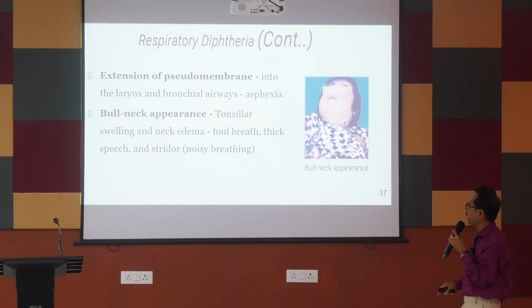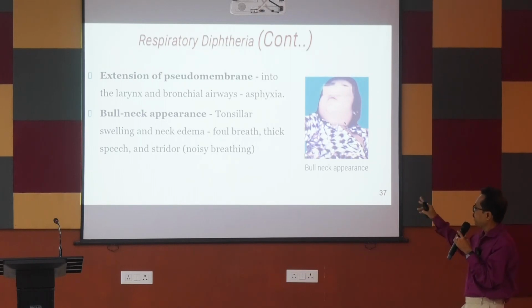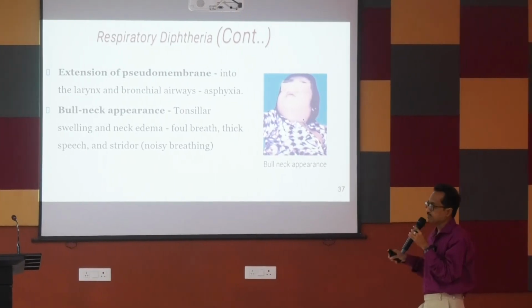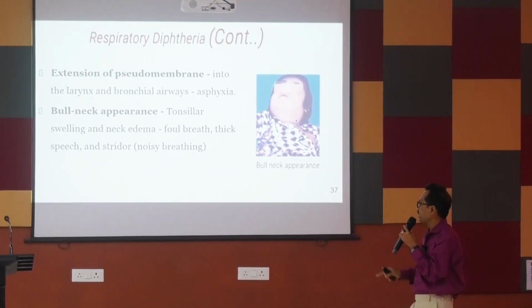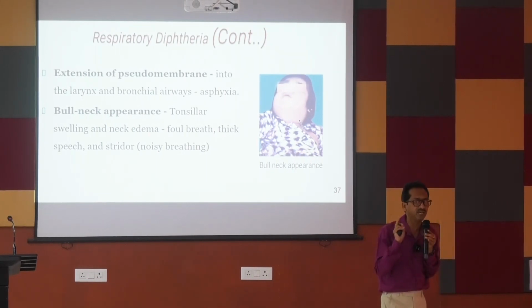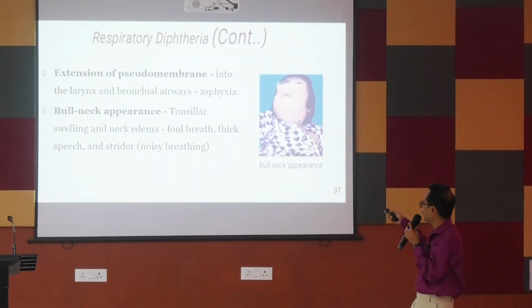Extension of the pseudomembrane may lead to another term, bull neck appearance. That is tonsillar swelling leading to involvement of cervical lymph nodes and formation of bull neck. Neck edema, involvement of cervical lymph nodes, and what other features? There will be foul breath, thick speech and stridor. That stridor is due to the laryngeal involvement. So remember the bull neck appearance, but it is very late. If you get the bull neck appearance, the patient will be in a dire state.